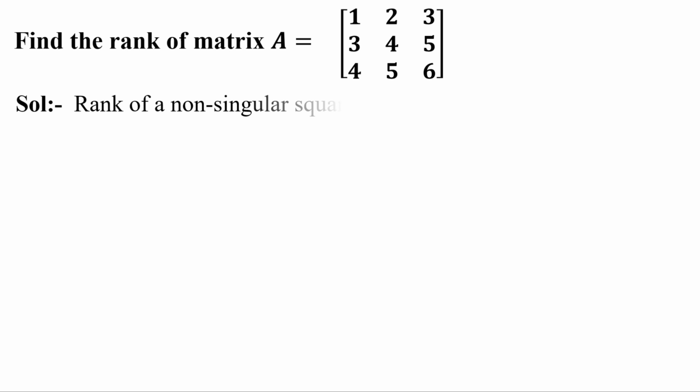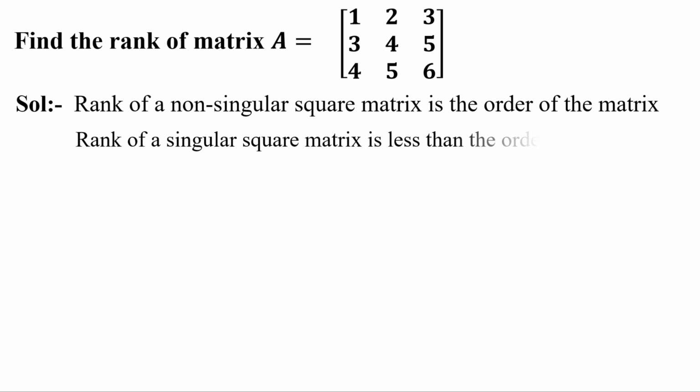Rank of a non-singular square matrix is the order of the matrix. Rank of a singular square matrix is less than the order of the matrix. So basically we'll find the determinant of the matrix. If the determinant is 0, it is a singular matrix, and for a singular matrix rank will be less than the order. Determinant of a matrix not equal to 0 implies it is a non-singular matrix. For a non-singular matrix, rank will be equal to the order of the matrix.